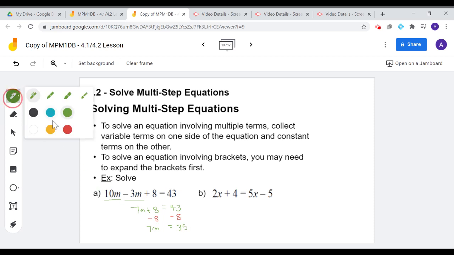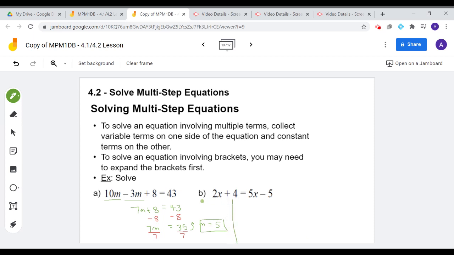Now, if I want to get m by itself, right now it's being multiplied by 7. So to get m by itself, I need to do the opposite of multiplying by 7, which is dividing by 7. And if I do it to the left-hand side, I also have to do it to the right-hand side. So I find out that 7 divided by 7 gives me 1m. 35 divided by 7 gives me 5. So m is 5.